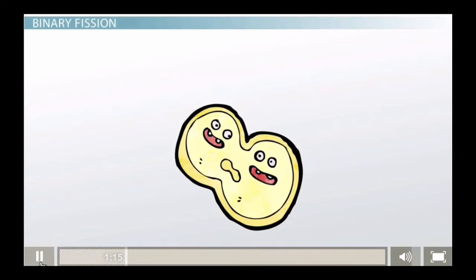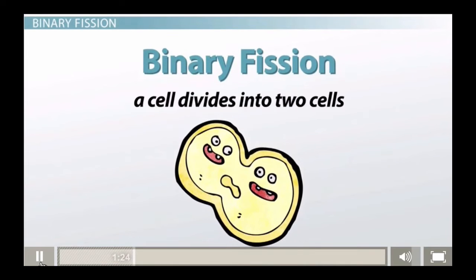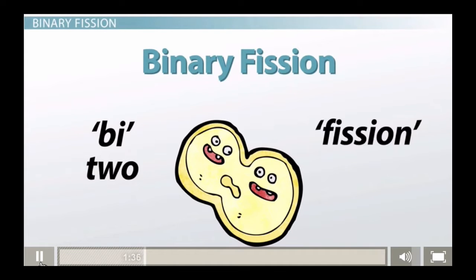For many one-celled organisms, like bacteria, binary fission is the way to go. This is a type of asexual reproduction in which a cell divides into two cells. This is a fairly easy term to remember if you recall that the prefix bi means two, like a bicycle has two wheels. The word fission means dividing, so binary fission is literally dividing in two.